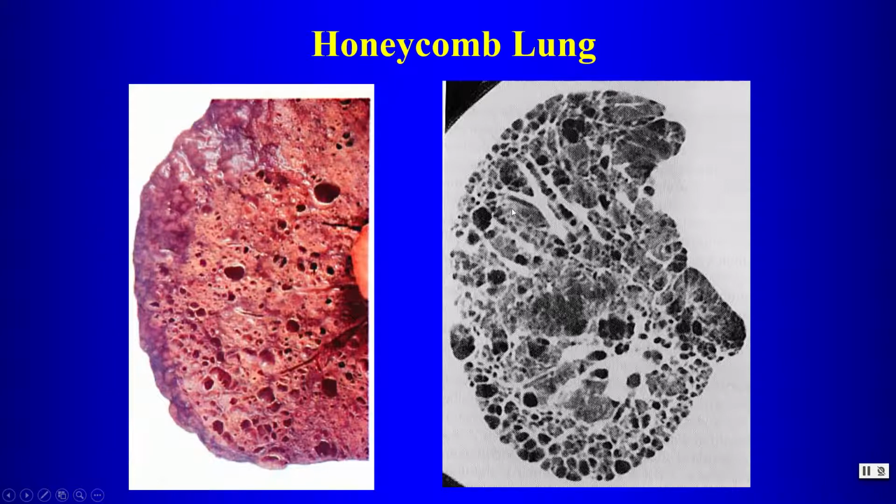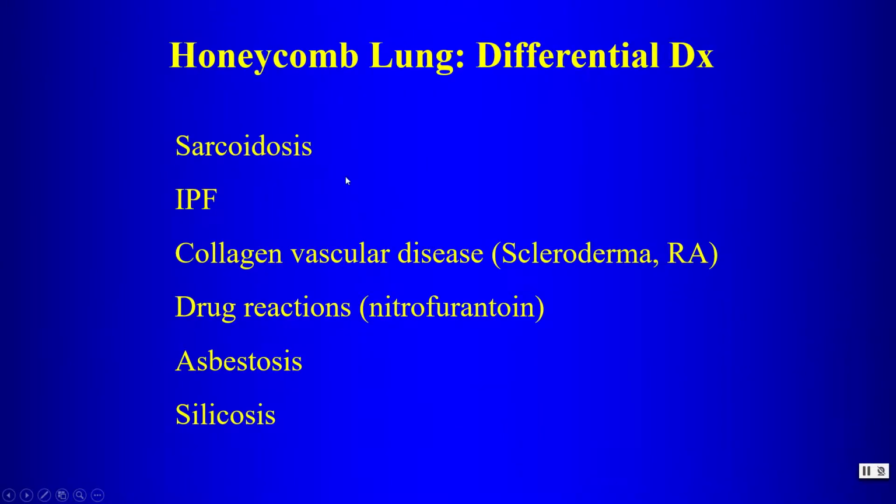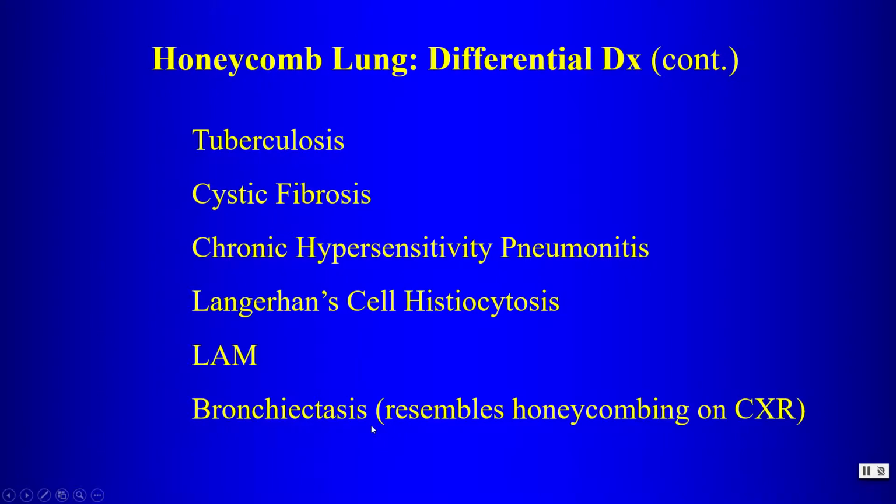Now, honeycomb lung, this is when we have extensive pulmonary fibrosis. So this is end-stage disease, and any cause of pulmonary fibrosis, of chronic lung disease, can give you honeycomb lung that gives you these dilated respiratory bronchioles that would manifest as honeycombing on pathologic specimens or on imaging studies. So any of the diseases that we have studied, if they are severe and extensive enough, can give you honeycomb lung, and honeycomb lung is essentially end-stage diffuse pulmonary fibrosis.